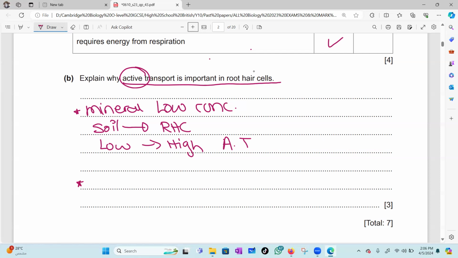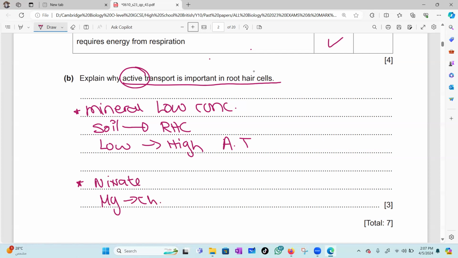Minerals absorbed are needed for growth, the nitrate ions. Exactly. You have to write something like this, that we need the mineral ions because we need them for growth. And give examples. Nitrates, for example, are needed to make proteins. Magnesium is needed to make chlorophyll. We need them for several reasons for the proper growth.